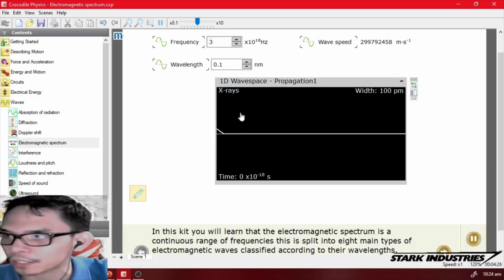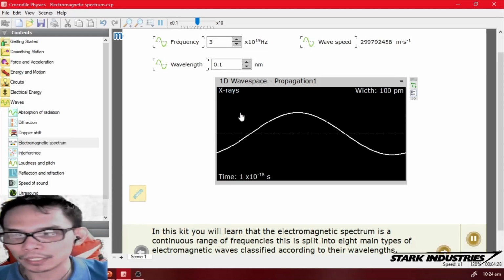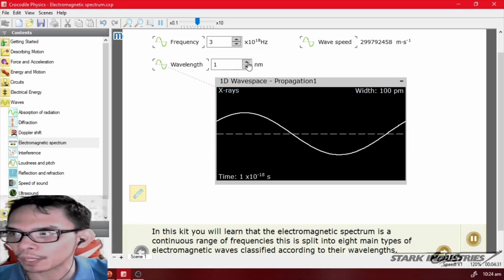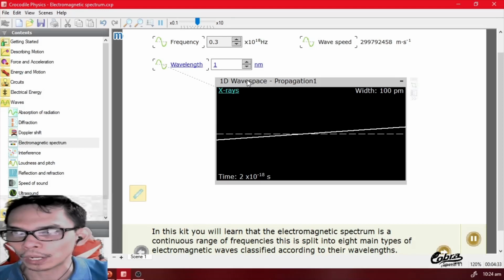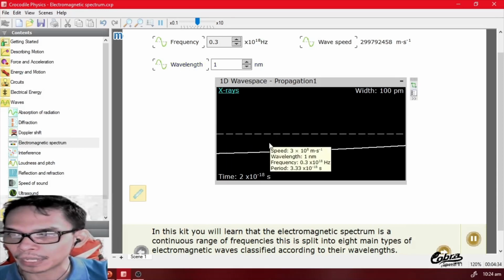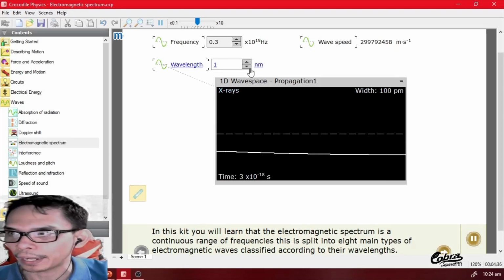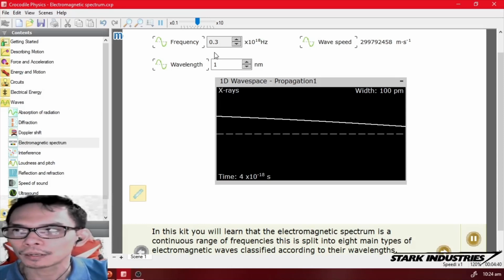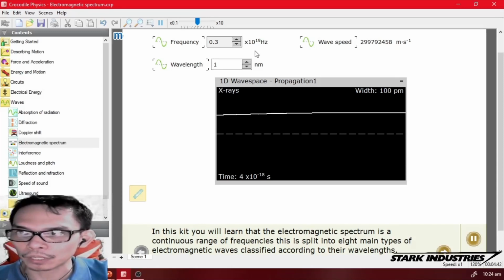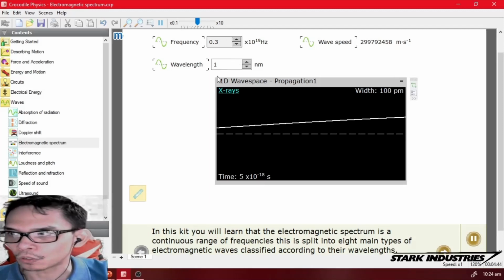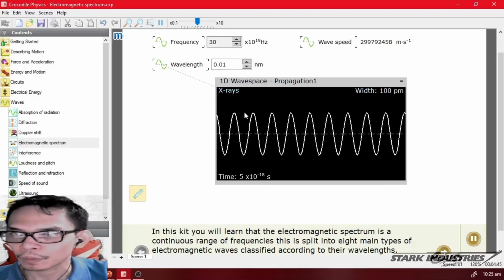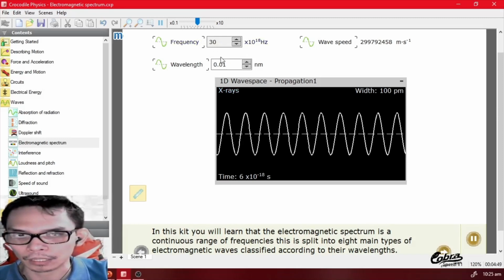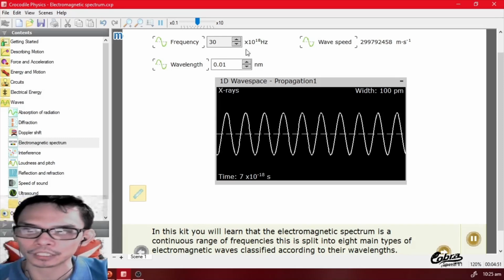Let's take a look at other wave forms. We have right here the X-rays. As you can see, the X-rays have a wavelength of 0.1 nanometer over here. If we increase the wavelength to 1 nanometer, the X-ray becomes sluggish, and the frequency is 0.3 times 10 to the 18 hertz. If we decrease the wavelength, the X-ray travels at 30 times 10 to the 18 hertz frequency.